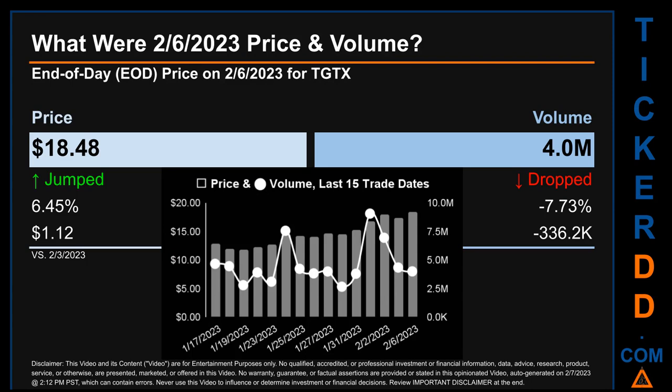The graph shows price and volume for the last 15 trade dates. Across a range of $6.66, the max and minimum end-of-day price were respectively 18.48 and 11.82. Volume saw a range of 6.4 million, from a day low of 2.7 million to a day high of 9.1 million.